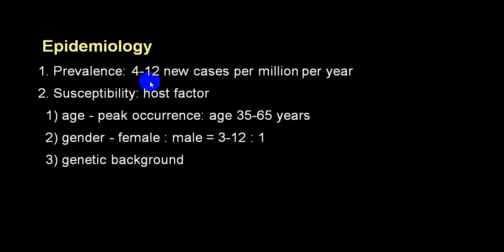Per million it is only 4 to 12 cases. Age from 35 to 65. Female to male ratio is almost sometimes 12:1. So females are more prone as compared to males. There is definitely a genetic background, so there will be a strong family history.